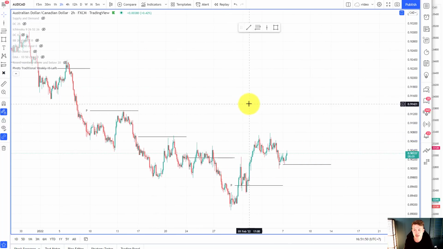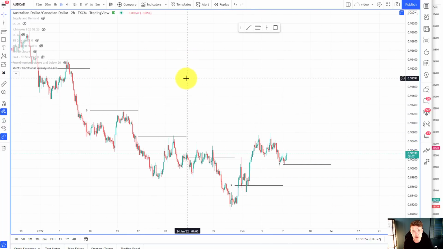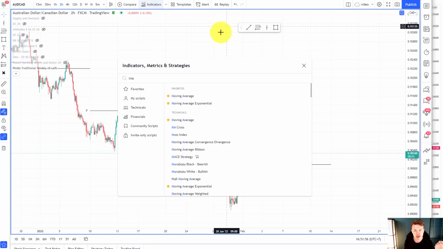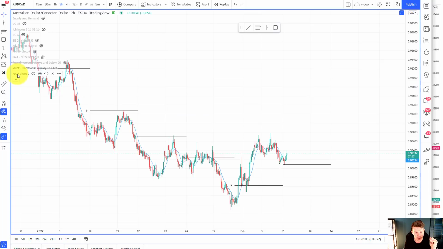Then how do we get a higher time frame moving average on our charts? Again, we go to indicator, and here it's even enough if you type in MA, and TradingView knows that you're looking for a moving average. So we can just click on it, and by default you get a 9 period.